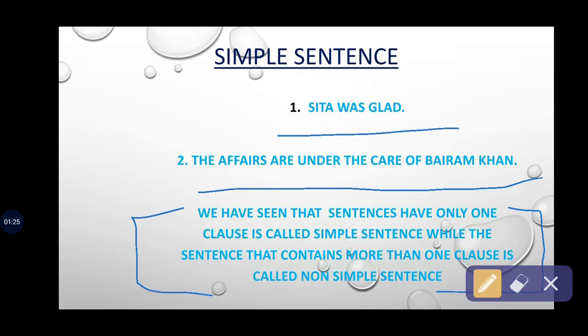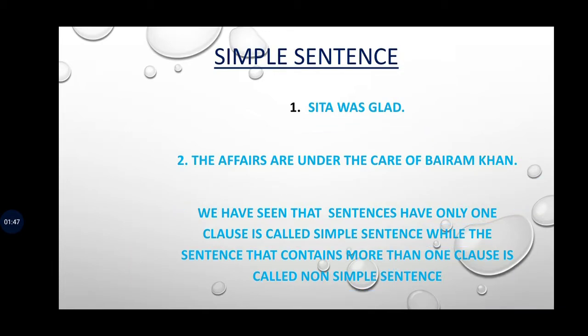Let's look at it. We have seen that a sentence that has only one clause is called a simple sentence, while a sentence that contains more than one clause is called non-simple. It means the sentences that have one clause are simple, and those that have more than one, like two or three clauses, are called non-simple, meaning compound or complex.